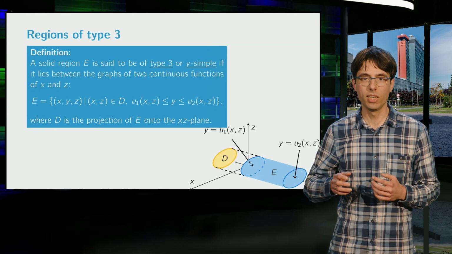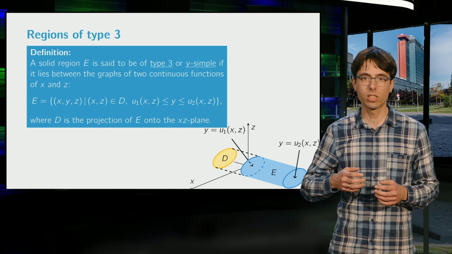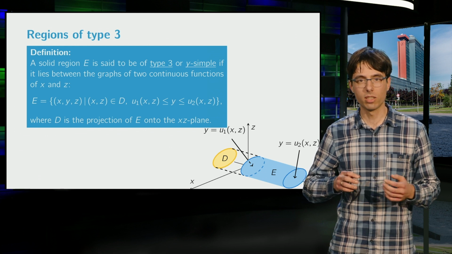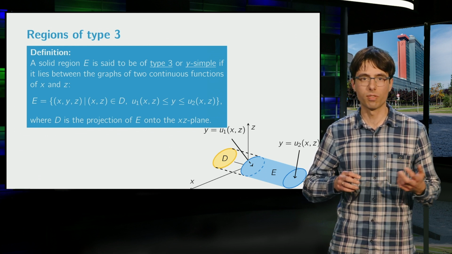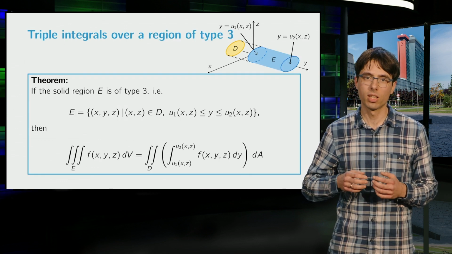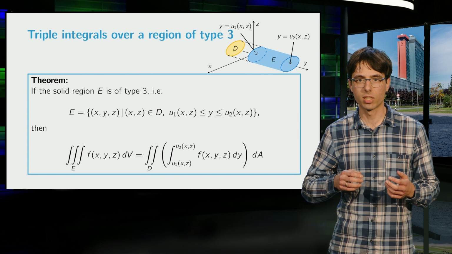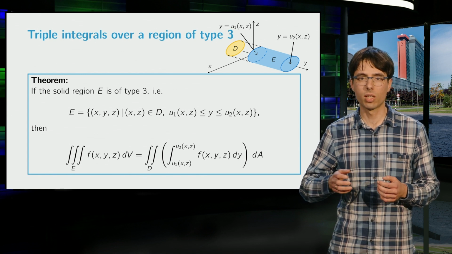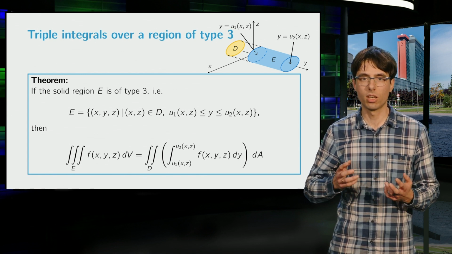Finally, in a type 3 or y-simple region, y is the special variable as it is bounded in between 2 functions of x and z. A triple integral over a type 3 region can be computed by first integrating over y and then the resulting double integral over the projection on the xz plane.